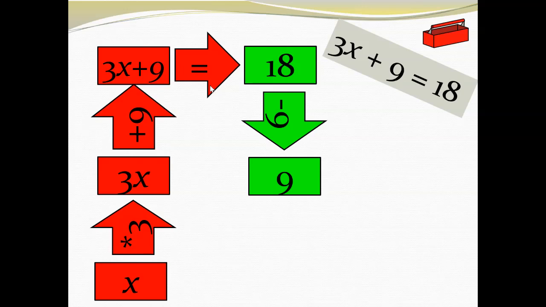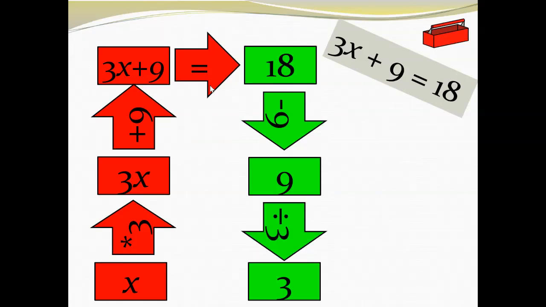Now what do we do? We look at the red arrow. We have multiplication by 3, so now we're going to divide by 3. And that yields us 3. 9 divided by 3 is 3, so that means x is 3. If we substitute in 3 for x, then our equation is true and balanced.